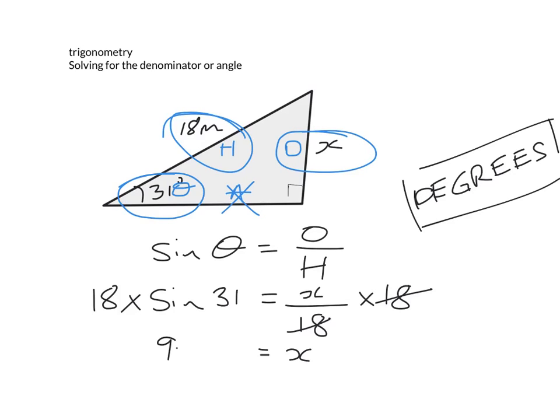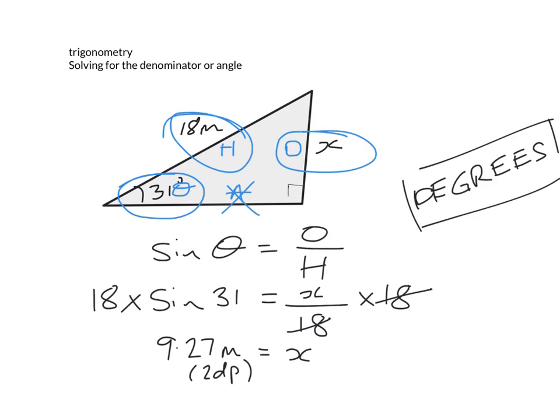All right, 9.27068538. You're right, 9.27 is good for that. What's the units? Meters, accurate to 2 decimal places. Good. X is 9.27.